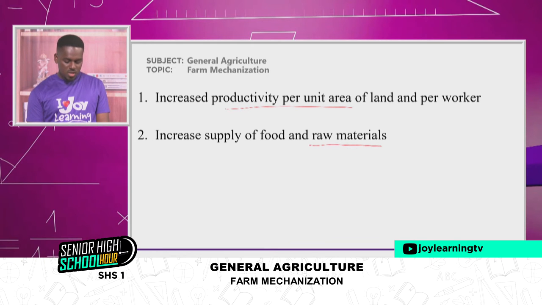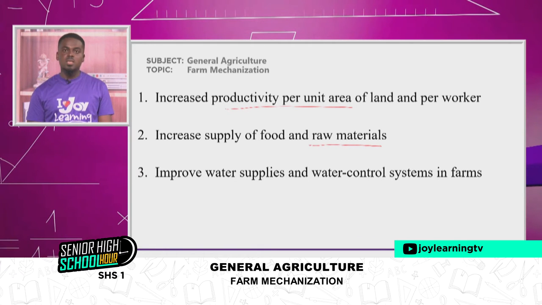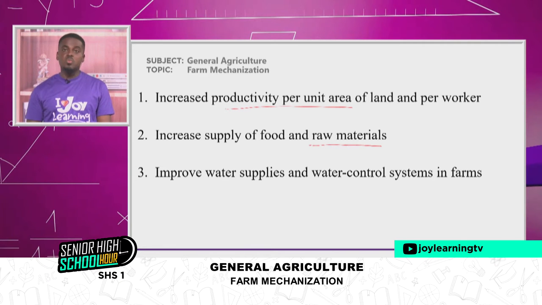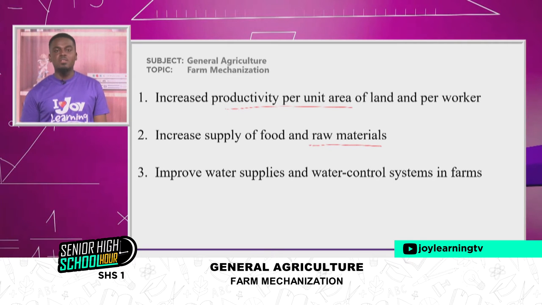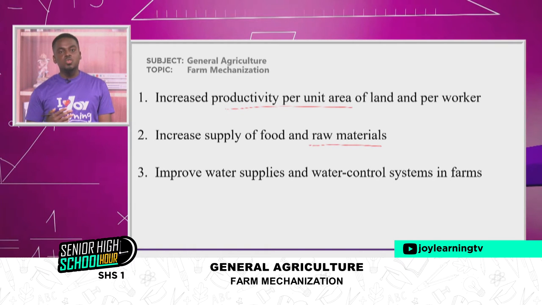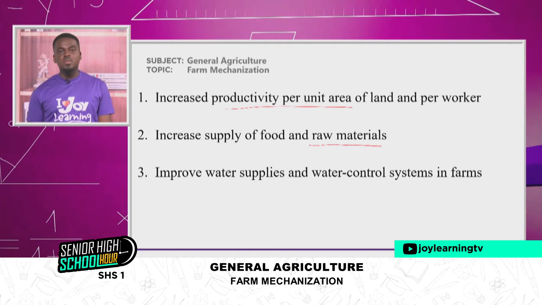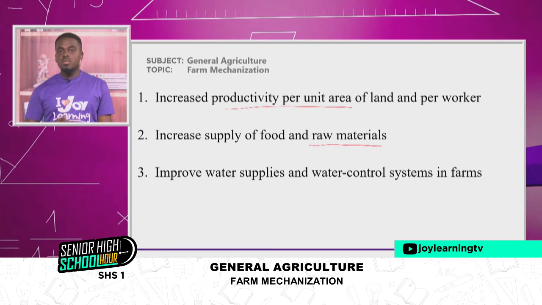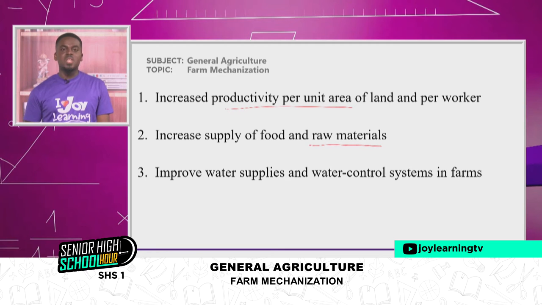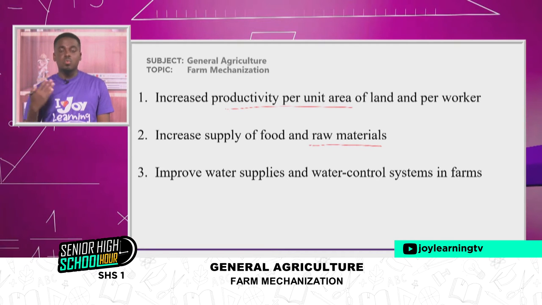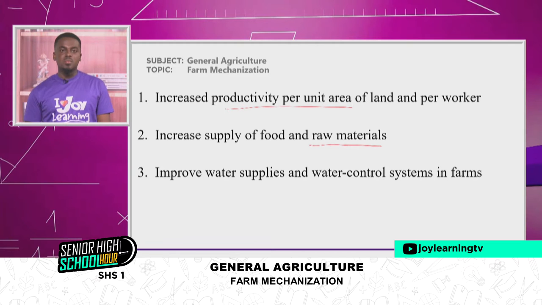Yet another benefit of farm mechanization is improvement in water supply and water control systems in the farm. So through the use of irrigation systems, you are able to regulate the amount of water that is supplied to your crops. You're also able to ensure that you cultivate all year round because you've set up a system that ensures that plants get water at the appropriate time they need it.